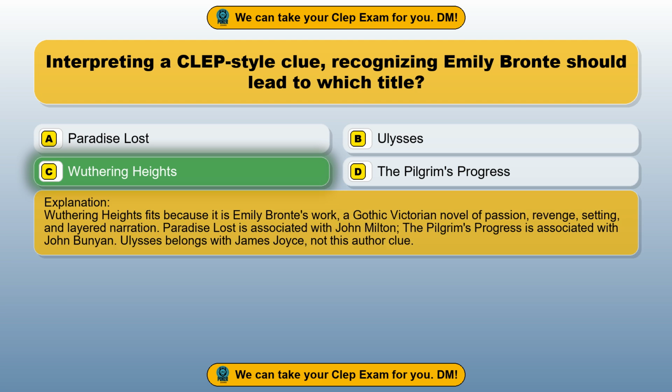Wuthering Heights fits because it is Emily Bronte's work, a Gothic Victorian novel of passion, revenge, setting, and layered narration. Paradise Lost is associated with John Milton. The Pilgrim's Progress is associated with John Bunyan. Ulysses belongs with James Joyce, not this author clue.